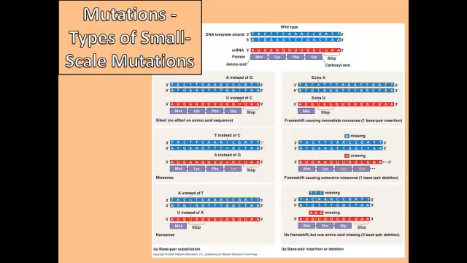Now let's talk about a different type of mutation. This is where instead of substituting a different nucleotide, we add another nucleotide. This one would be an addition, this one would be a deletion where a nucleotide is missed and the DNA code is shortened. Both of these are called frame shift mutations.